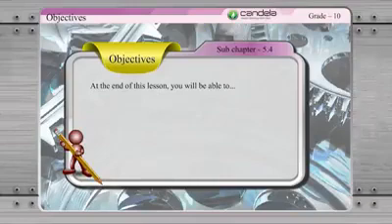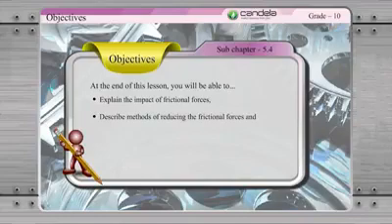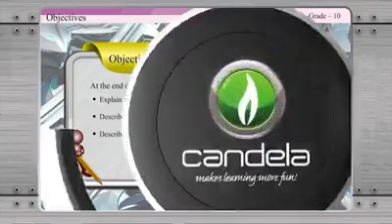At the end of this lesson, you will be able to explain the impact of frictional forces, describe methods of reducing the frictional forces, and describe some practical applications of frictional forces.